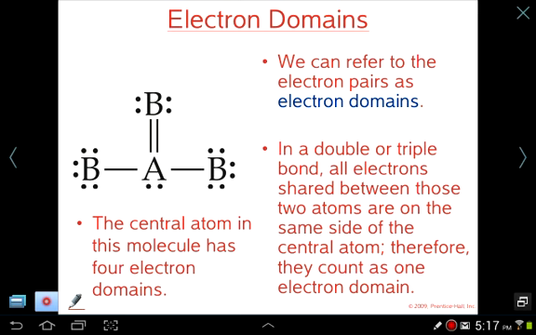So if we have a double bond or a triple bond, and all the electrons are shared between the two atoms, then we will count that as one electron domain. What we mean here is this is called one electron domain, and so is this. If you had a triple bond, that will be one electron domain. So think of electron domain as area of electrons. Since we can say all these electrons are in the same area, this constitutes one electron domain. So for this molecule we have 1, 2, 3, 4 electron domains is the idea. And these 4 electron domains will then influence the overall shape of this molecule.